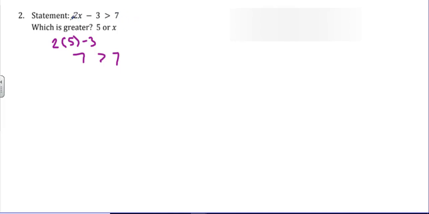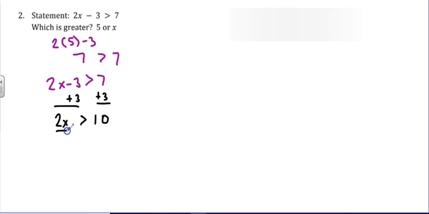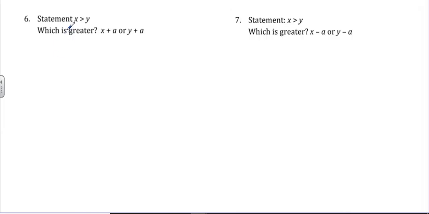Another way to look at this is you could just solve the inequality. So 2x minus 3 is greater than 7. Solving an inequality is very similar to solving an equation. So I'll start by adding 3. This is a property of inequality. It doesn't change the value of each side of the inequality as long as I add the same number to each side. All right, now I'll divide with the division property of inequality, and I'll get that x has to be greater than 5.